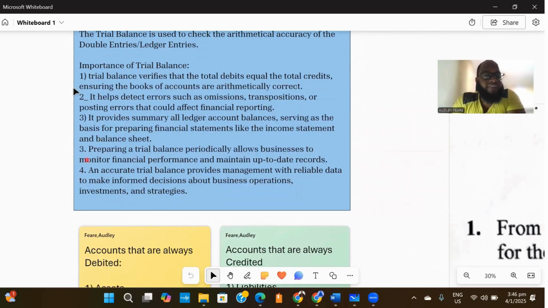It can also be used. I have 1, 2, 3, 3, 4. It should be 1, 2, 3, 4, 5. It can also be used to periodically monitor the financial performance of the business to keep up-to-date records. That would be quite useful. It can be used for comparison analysis in different periods, different months. And of course, it can also be used to help give reliable data to make informed business decisions.